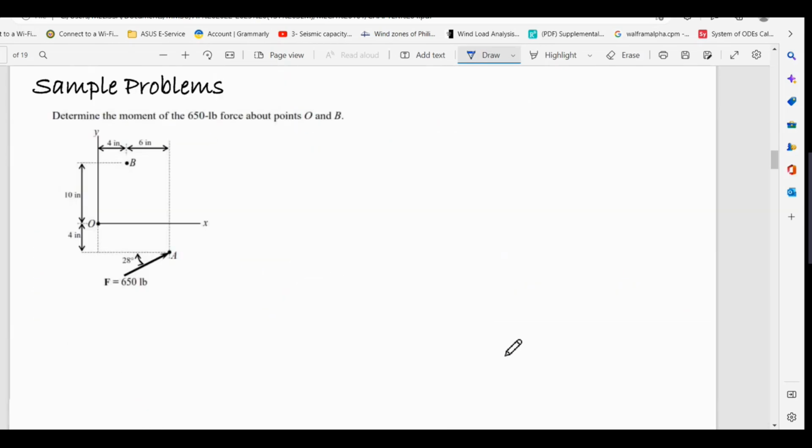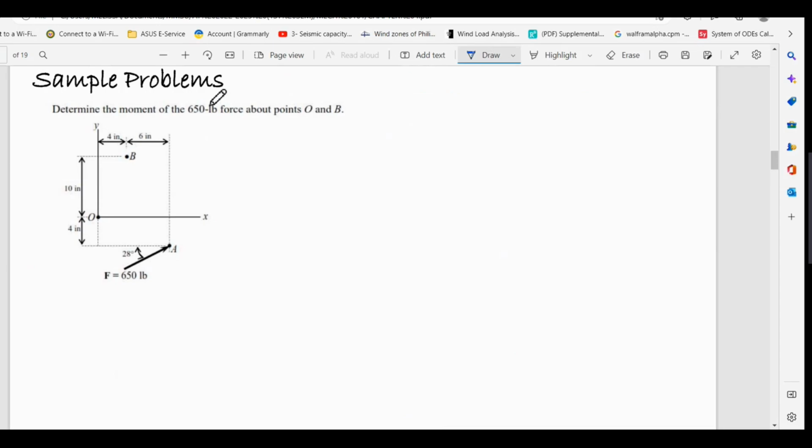Okay, proceed na tayo sa next example. Determine the moment of 650 pounds force about points O and B. So, we have here a force that is equal to 650 pounds. Kukunin daw natin yung moment at point O and moment at point B. Okay, so madali lang to. Unang gagawin natin is to express yung ating force into its equivalent components. We have, let's say here, our Fx, tapos our Fy.